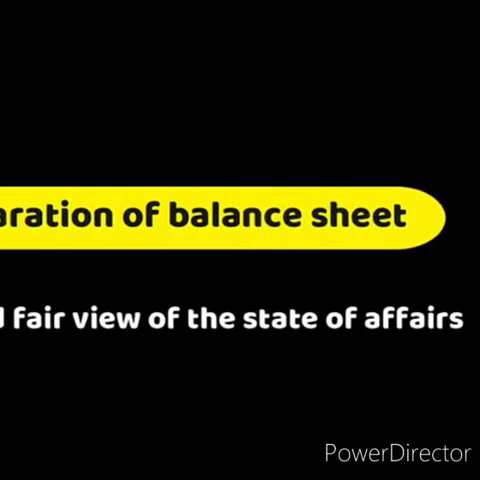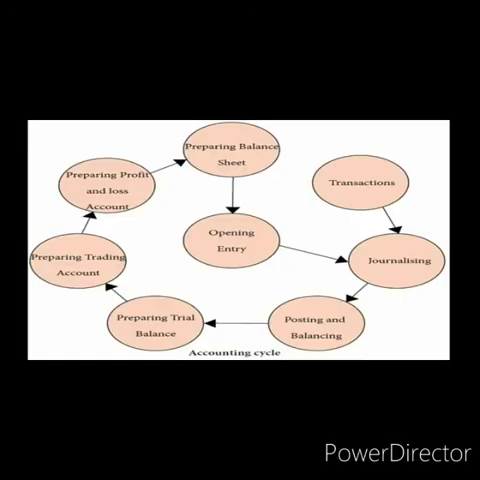The pictorial representation of the accounting cycle starts with the transaction, and here the financial transactions are journalized. This is then posted and balanced, then by preparing the trial balance, after that preparing the trading account, after that preparing the profit and loss account, finally preparing the balance sheet. And it goes on with the opening entry, then again journalizing. So like this the accounting cycle goes on.